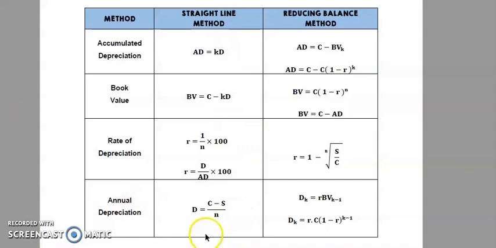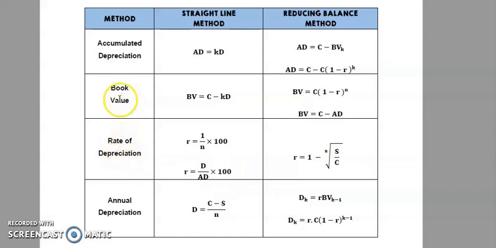In straight line method, we need to know the annual depreciation first. How to calculate annual depreciation? D equals C minus S divided by N: cost minus scrap value divided by useful life. This is in terms of amount. If you want to express annual depreciation in terms of rate, in 1 year it depreciates how many percent, you use these two formulas. Either R equals 1 over N multiplied by 100, or you also can use D, annual depreciation, divided by AD, accumulated depreciation, times 100. Times 100 because we want to express it as a rate.